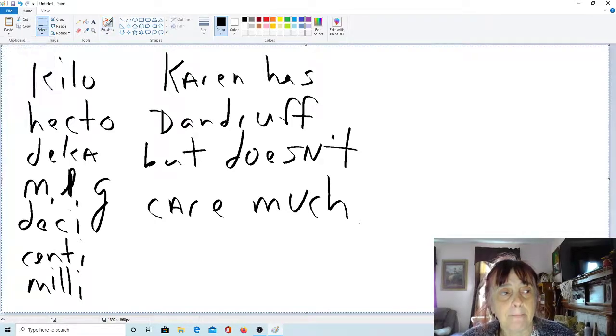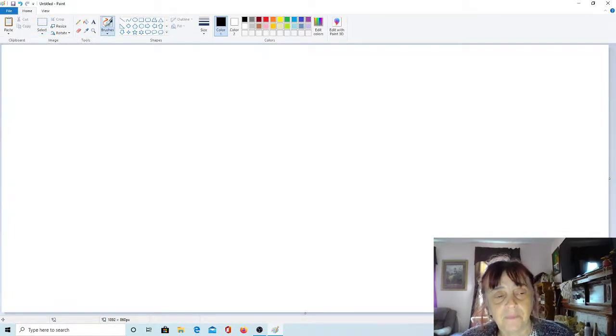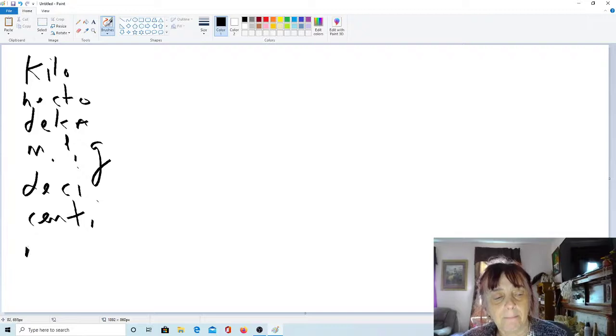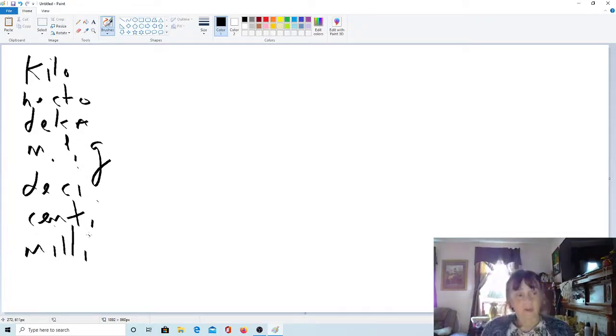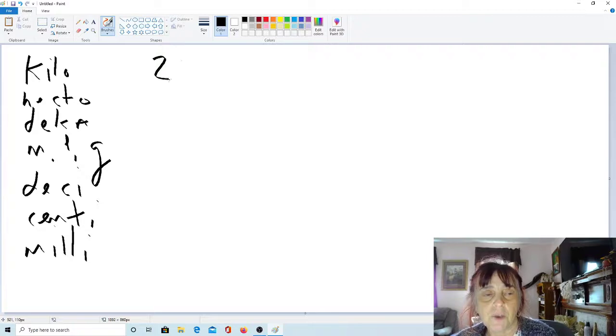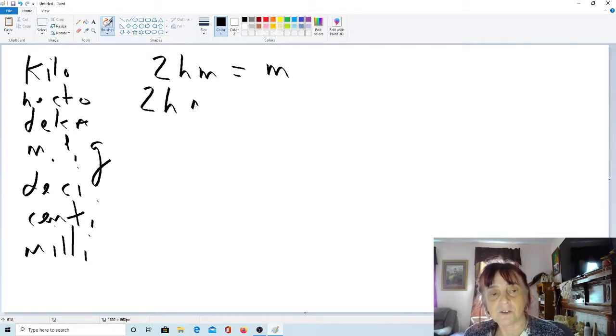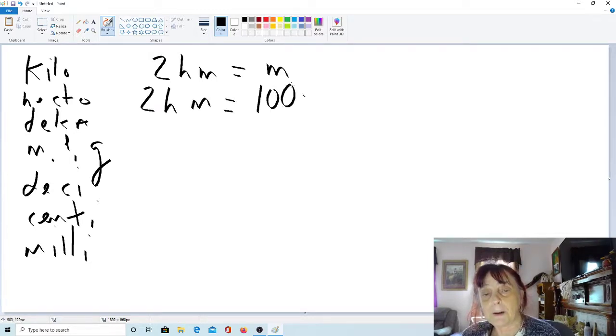Okay, so now remember this chart: kilo, hecto, deca, meters, liters, grams, deci, centi, milli. Okay, so 2 hectometers is how many meters? To go from hectometers to meters, multiply by 100. So 2 hectometers is 200 meters.